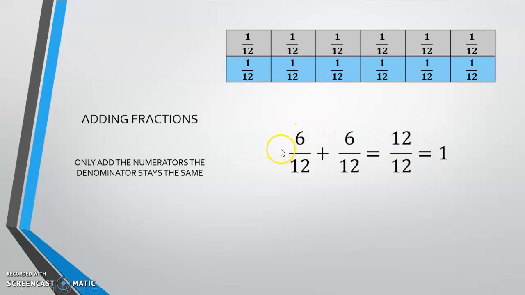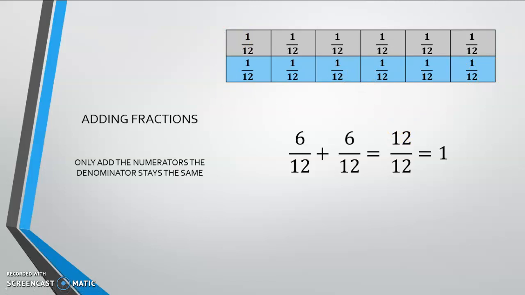If we write it mathematically, 6 12ths plus 6 12ths. Remember, we only add the numerators. So we have 12 over 12. And this little line here means divide. So 12 divided by 12 will give me 1. So I have the whole block and not just a part of it.